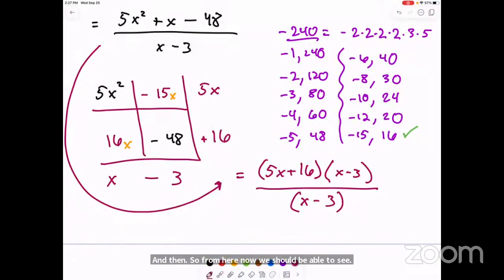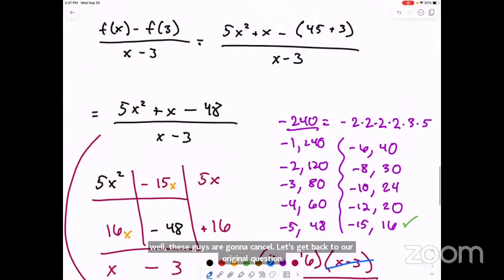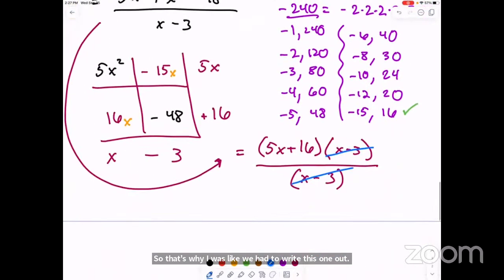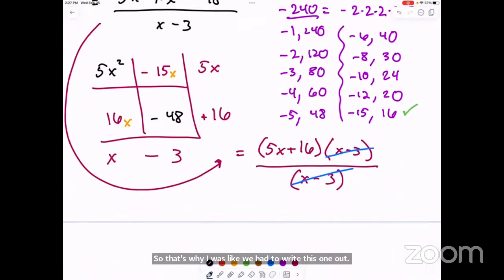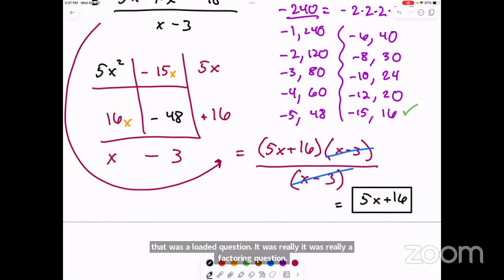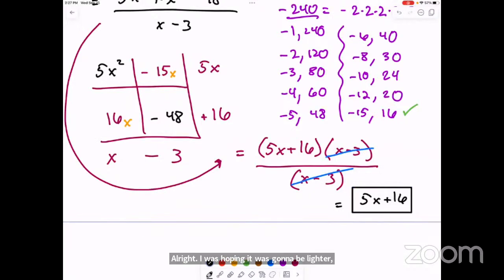Let's get back to our original question. That's why we had to write this one out. So it looks like the final result there is 5x plus 16. That was a loaded question. It was really a factoring question. I was hoping it was going to be lighter, but it wasn't, so we had to roll with the punches.